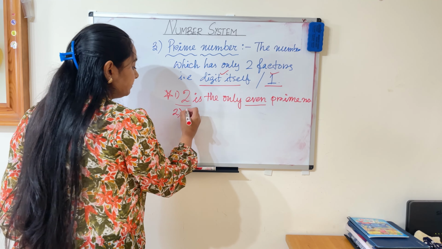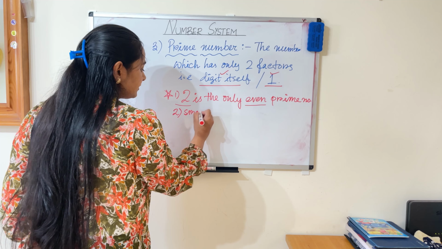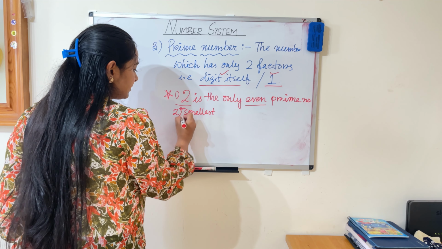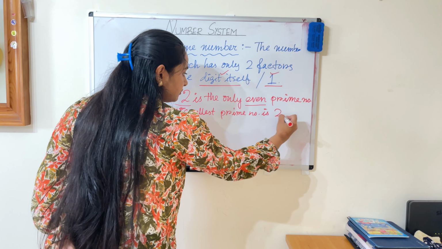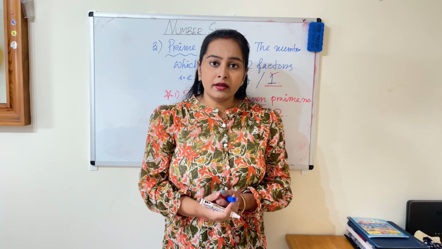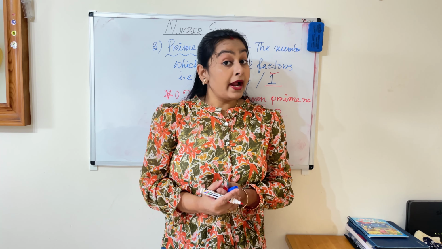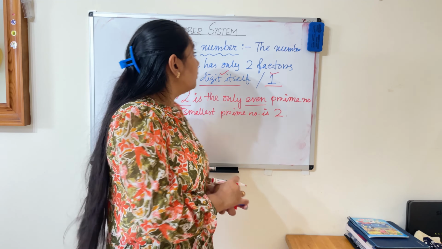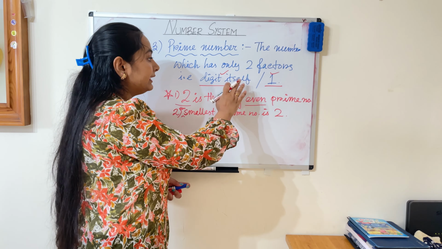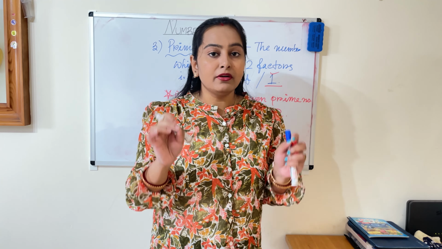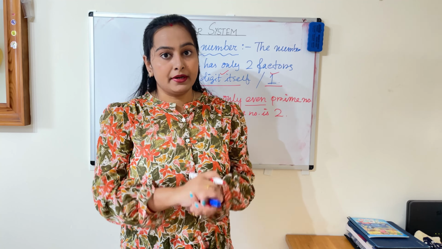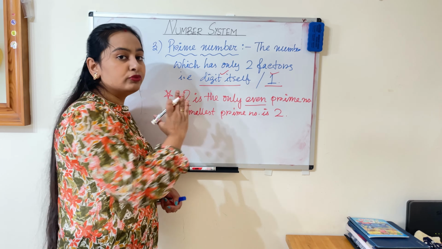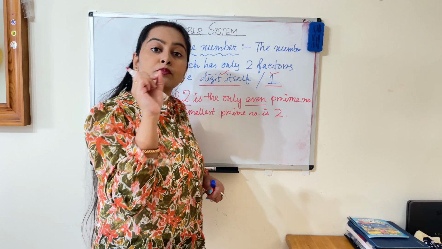Second point we can write: the smallest prime number is 2. Then ma'am, what about 1? 1 we can't consider as a prime number. 1 is a unique number, right? It has no more than 2 factors, just the digit itself and 1. So always keep it in mind that 1 is not a prime number. 1 is a unique number. Okay, so it starts from 2. 2 is the only even prime number and is the smallest prime number.